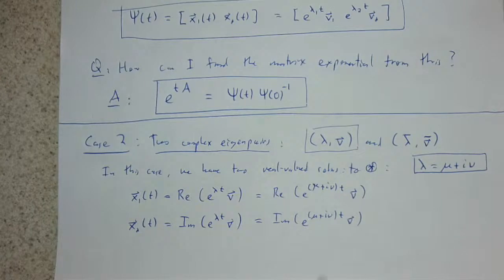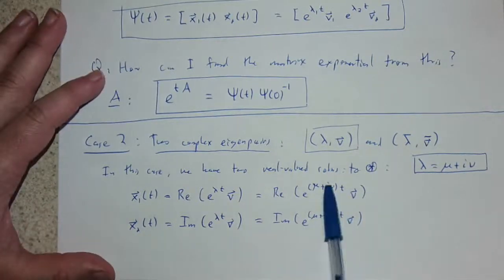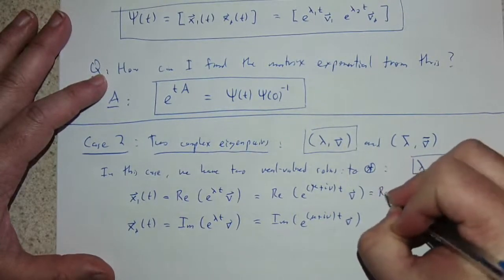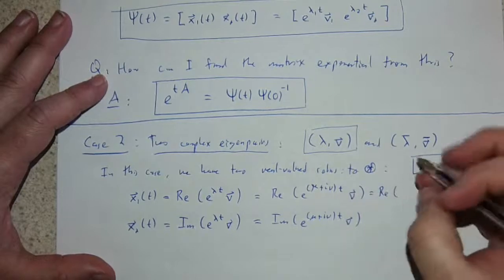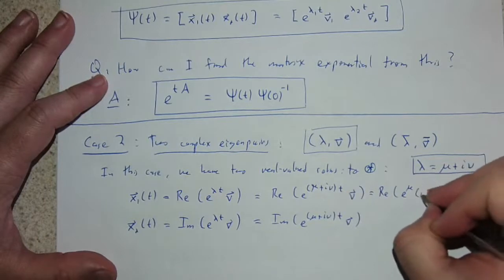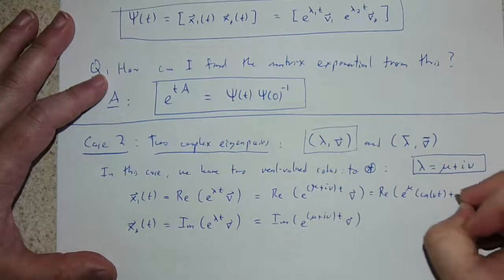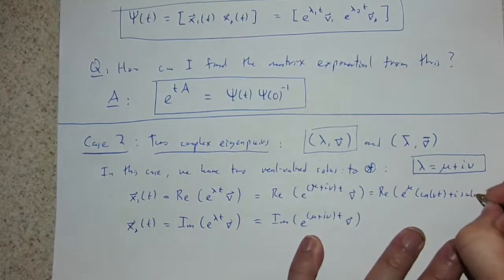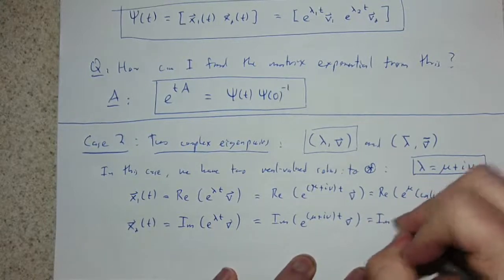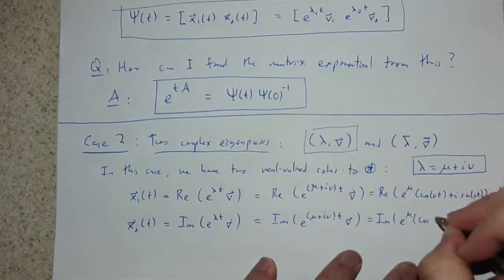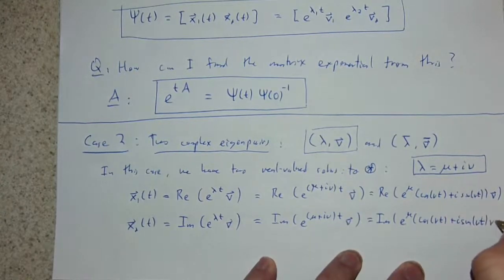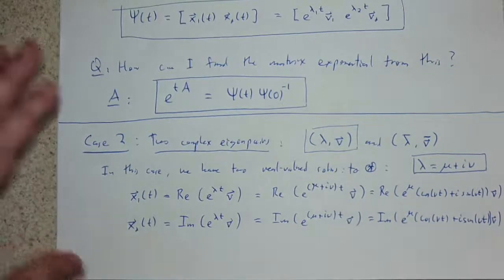Okay. So what does this lead me to if I rewrite both of these, right? This would be the real part of what? This would be e to the mu times cosine of nu t plus I sine of nu t times v, and the imaginary part of e to the mu cosine of nu t plus I sine of nu t. Now, it doesn't really make much sense to go further than this in writing.